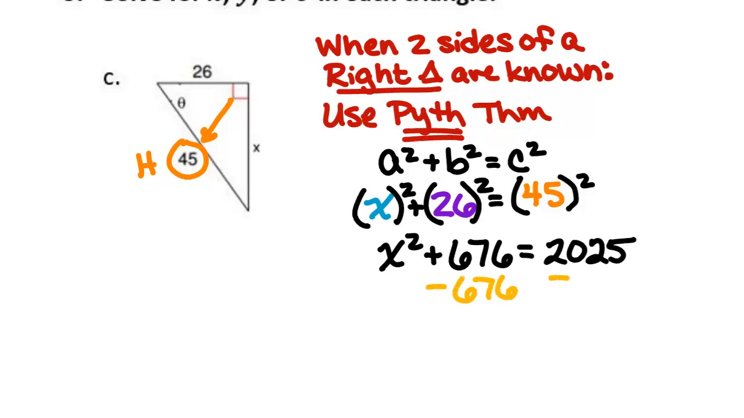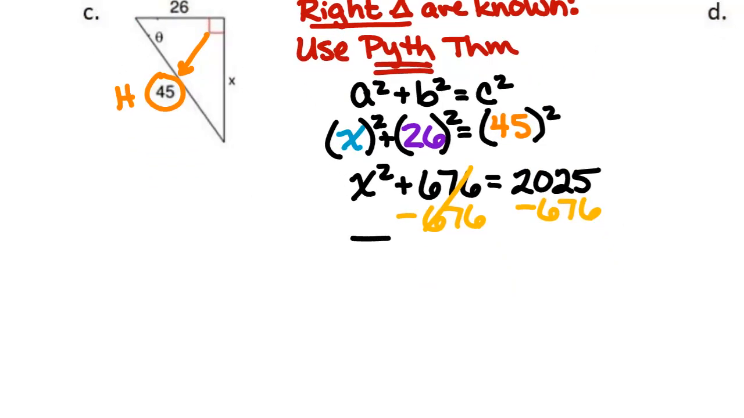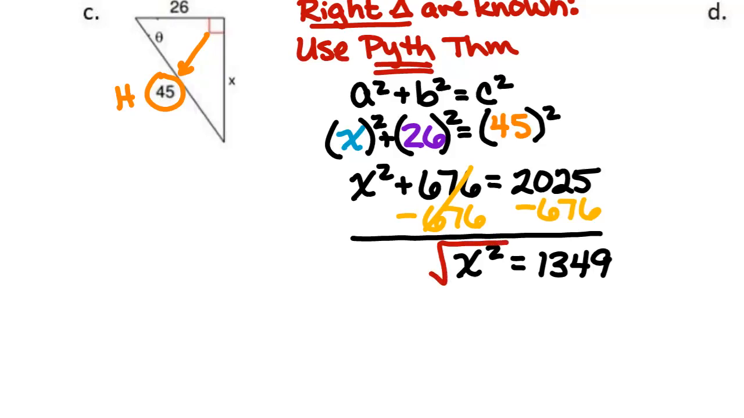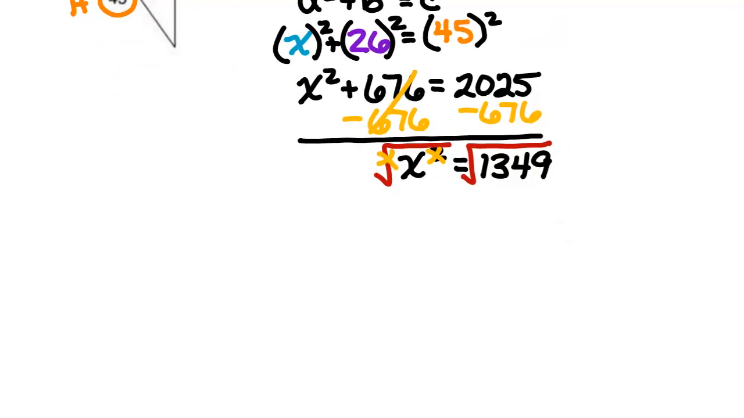We're going to subtract 676 from both sides. All right, so I get x squared equals what? 1,349. Is that how big that side is? No. What do I need to do? Square root it. If you do it to one side, you got to do it to the other. So the squared and square root cancel on the left. On the right-hand side, I have x is equal to the square root of 1349.